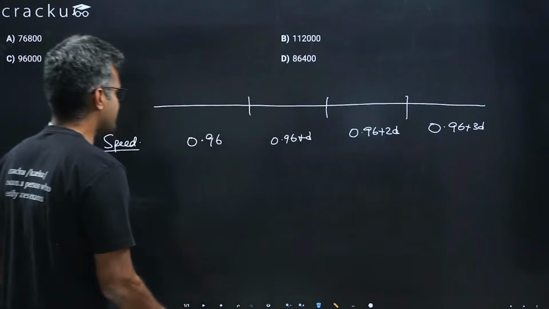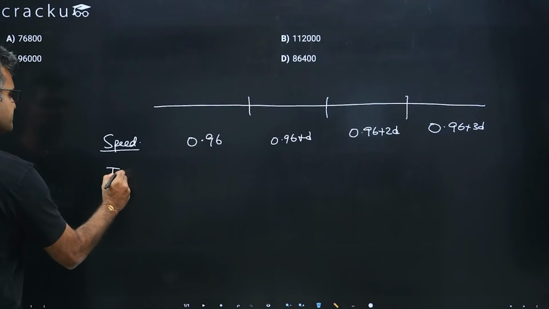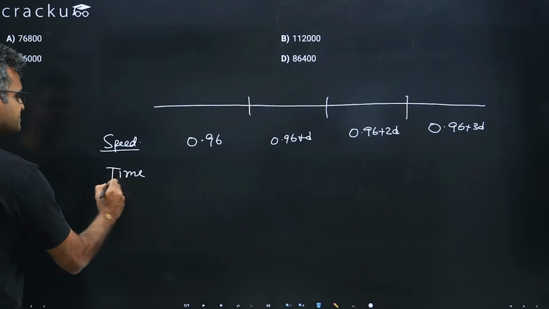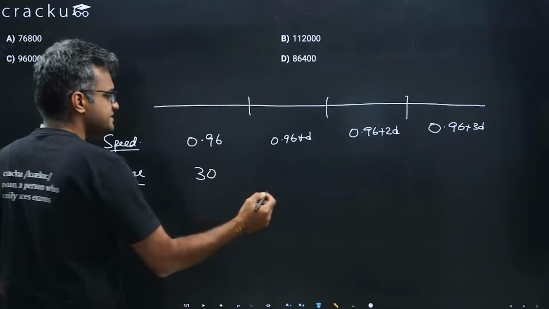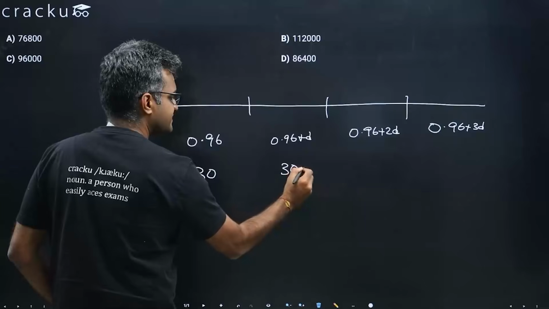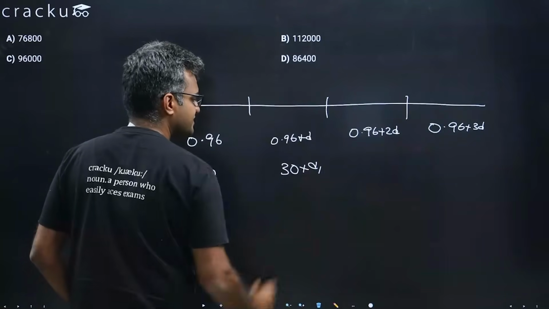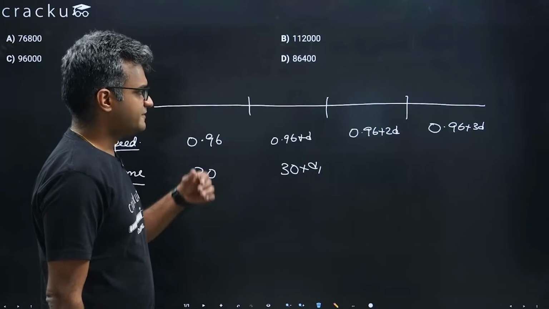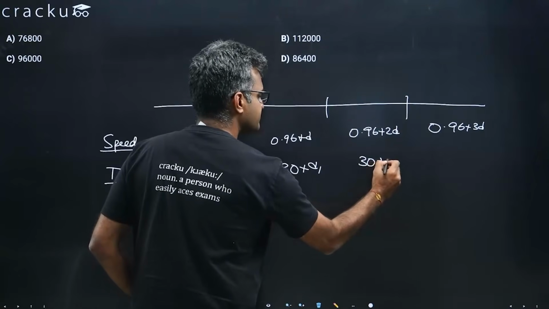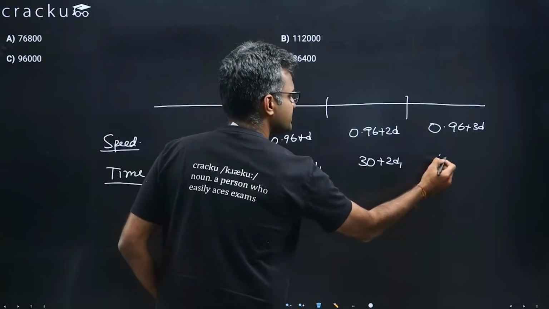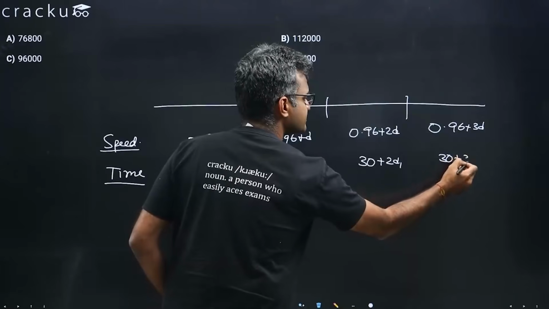The time that she traveled also is in an arithmetic progression. We are told that in the first part she traveled for 30 minutes. For the second one, let us assume that the common difference is d1. So she traveled for 30 plus d1 minutes. For the third part, she would have traveled for 30 plus 2d1, and for the last one, it is 30 plus 3d1.